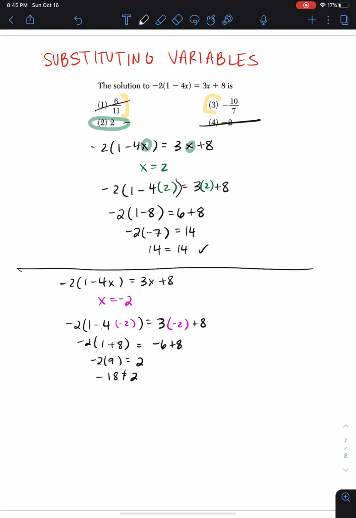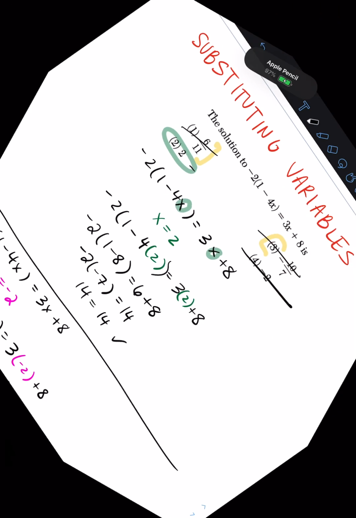If we had plugged in 1 and 3, it would have been the same thing, where both sides of the equation would not be equal to each other, meaning that the solution did not hold true.